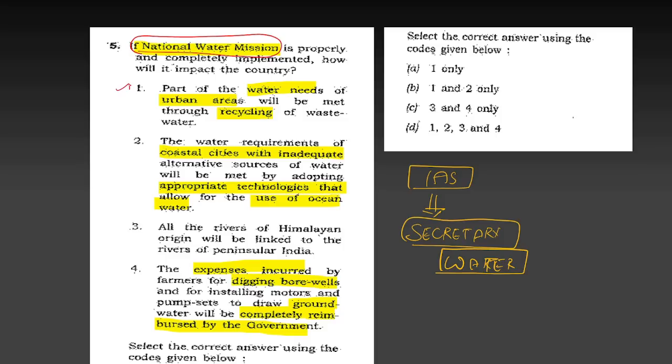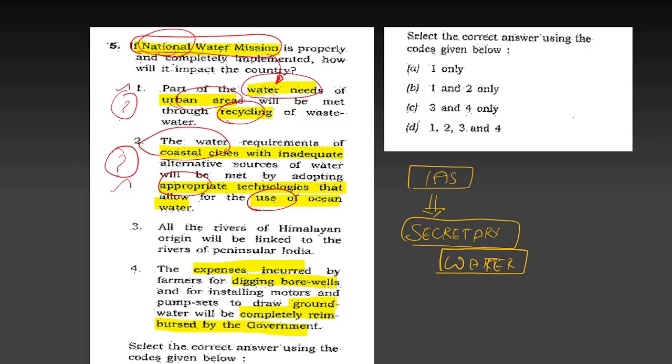If you are the Secretary of Water Resources in India, would you do this in the National Water Mission? You can keep this in check, let us assume. But water needs in urban areas, recycling of water: what is the problem in having recycling of water in the National Water Mission? Let us wait and see. In coastal cities, appropriate technology, use of ocean water. This also seems right, because if you are a secretary designing the National Water Mission, you have to include all these facets. That is how you do the National Water Mission, right?